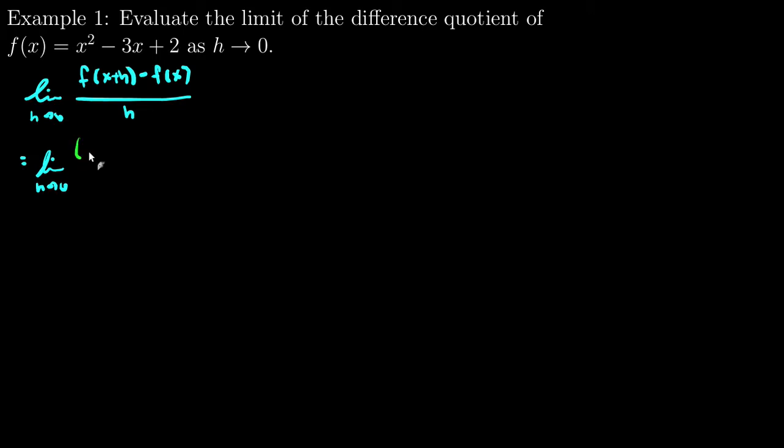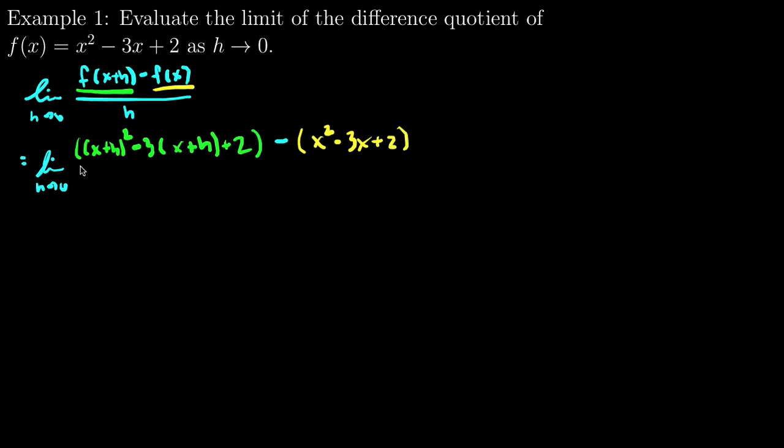So I will have x plus h squared minus 3 times x plus h plus 2, so that's this portion, minus, and then I'll do this portion, which is just f of x, so I have x squared minus 3x plus 2, all divided by h. And as we saw, this is not continuous at h equals 0, which is where I want to try to evaluate this limit. So I have to do some work before I can evaluate it analytically.